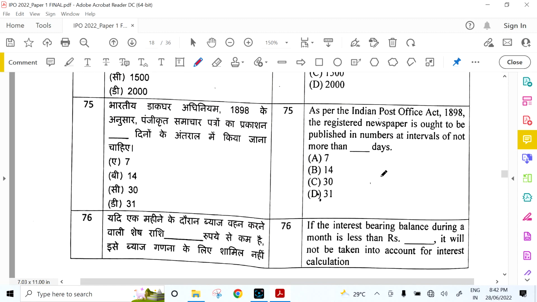As per India Post Office Act 1898, the registered newspaper ought to be published in number at intervals of not more than how many days? Rule 75, this is 31 days as per the 1898 India Post Office Act.